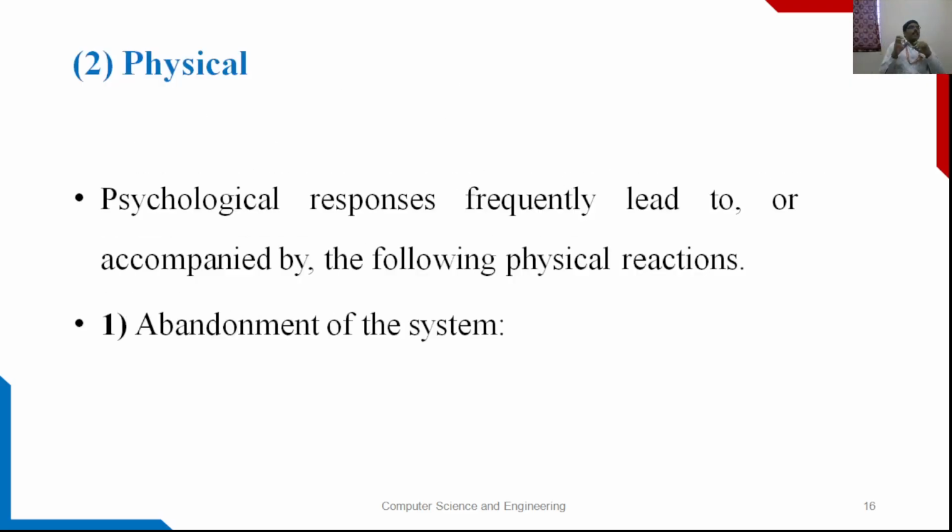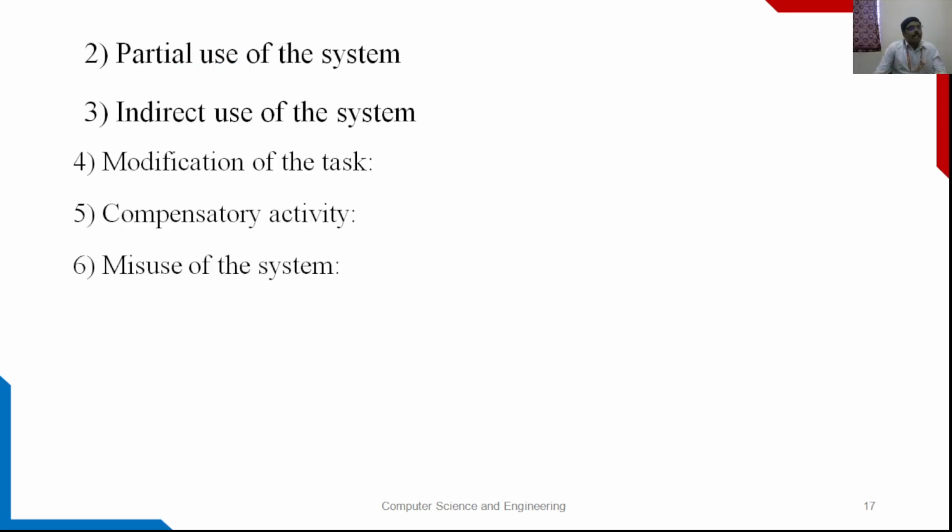The physical responses frequently lead to, or are accompanied by, the following physical reactions. The first is abandonment of the system, then partial use of the system, indirect use of the system, modification of the task, compensatory activities, misuse of the system, and direct programming.